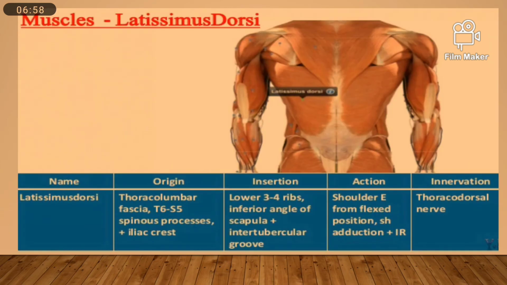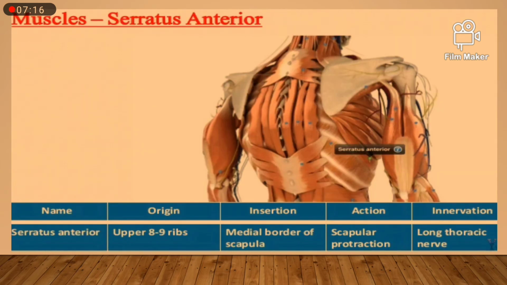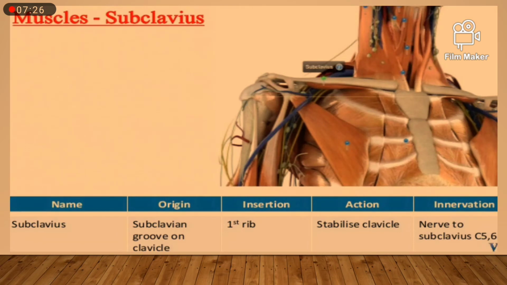subscapular nerve. Latissimus dorsi muscle: origin thoracolumbar fascia T6 to S5 spinous process, iliac crest, insertion lower 3-4 ribs, inferior angle of the scapula, intertubercular groove, action shoulder reduction. Then serratus anterior: origin upper 8 to 9 ribs, insertion medial border of the scapula, action scapular pronation.